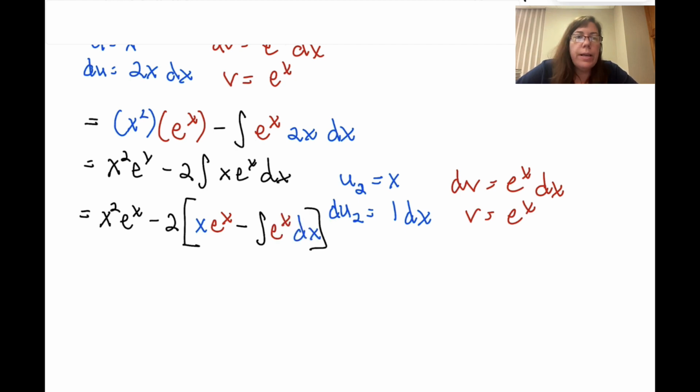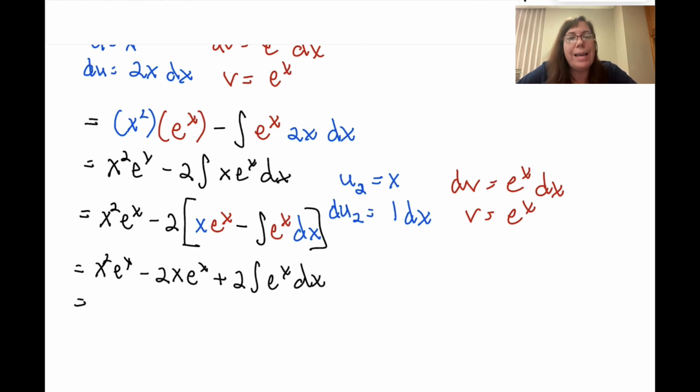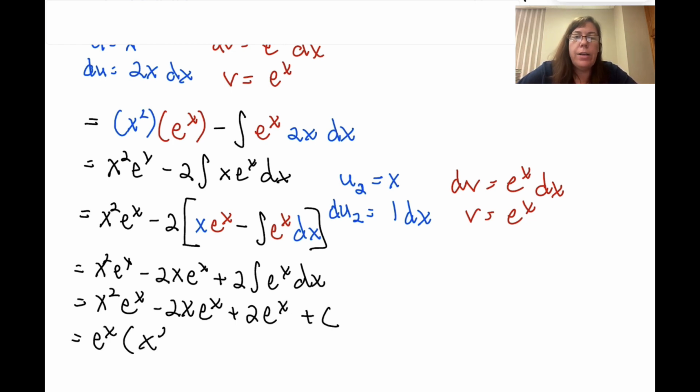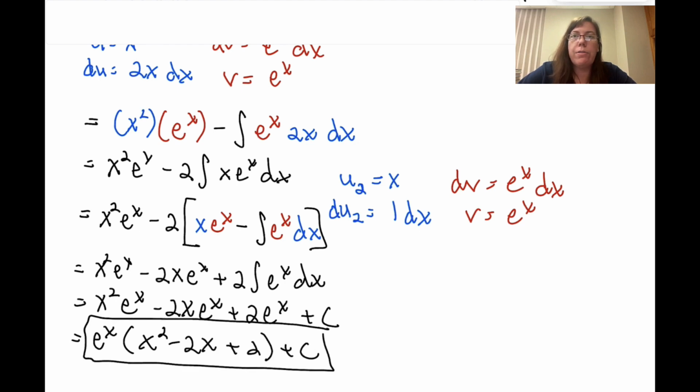Okay, so let's do this again. Now don't forget, we have brackets here, so we're going to distribute that -2 to each of those terms. And now we have the integral of e to the x dx. Now that is no longer a product, so we can actually find that integral. And we are finished. But most people, again, would factor out their GCF of e to the x, and you might see it written like this. So either one of these bottom lines would be a correct answer.